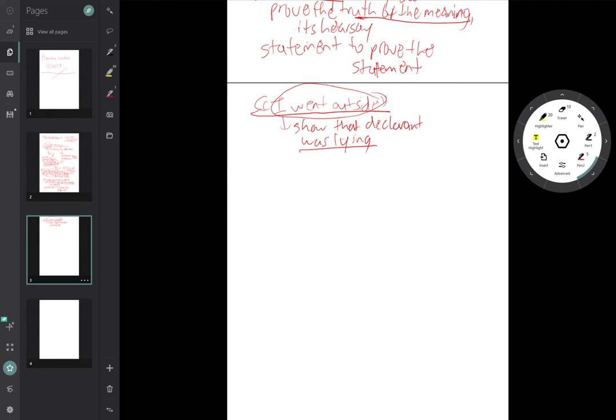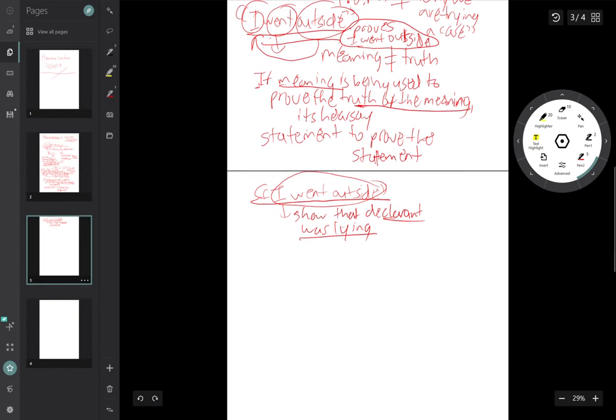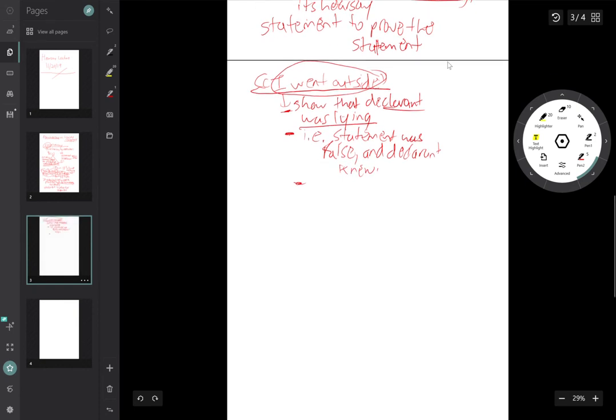We're offering the statement to prove precisely that it was wrong, and that the utterer or the declarant knew that it was wrong, then that's not hearsay. It's not an exception to hearsay. It's not hearsay. Why? Because we're offering it to show not that the statement is true, but that the statement was false, and the declarant knew it. And so by definition, it's not hearsay.